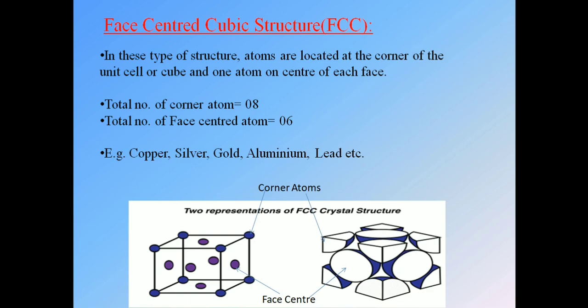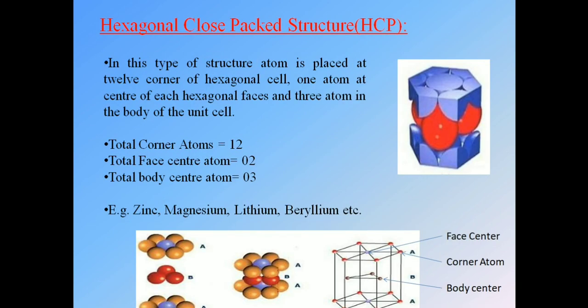If I compare this with the first two: in simple cubic we only have the 8 corners, in body centered we have 8 corners plus 1 at the body center, and in the third, FCC, we have 8 corners plus 6 face centered atoms. Okay, we will move to the next one. So this is something different.